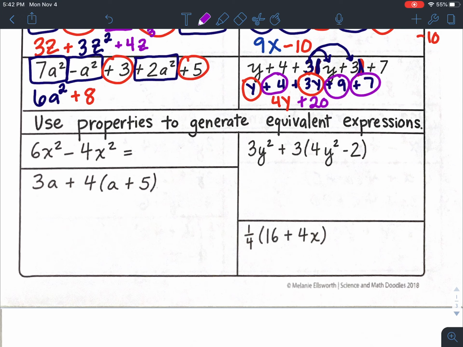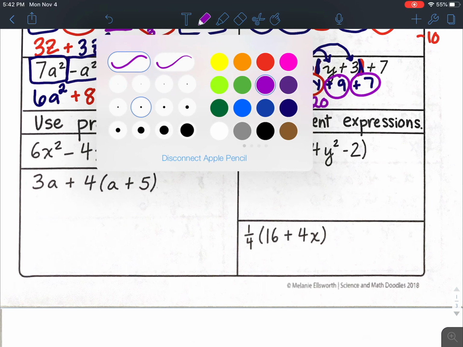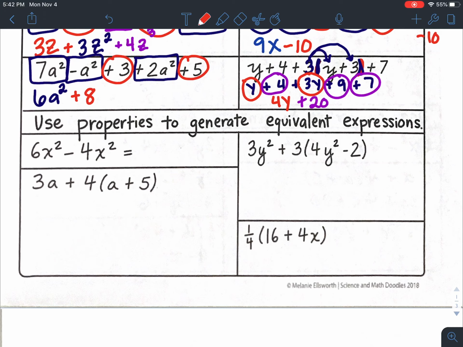Down here, we're going to use properties to generate equivalent expressions. Here, again, I'm combining like terms. I have 6x squared minus 4x squared. This is like saying if I have 4 cheeseburgers minus 4 cheeseburgers. So here, again, I have the same term here. I have the same x squared as I do here. And we can only combine terms that are the same. So here I have 6x squared minus 4x squared gives me 2x squared.